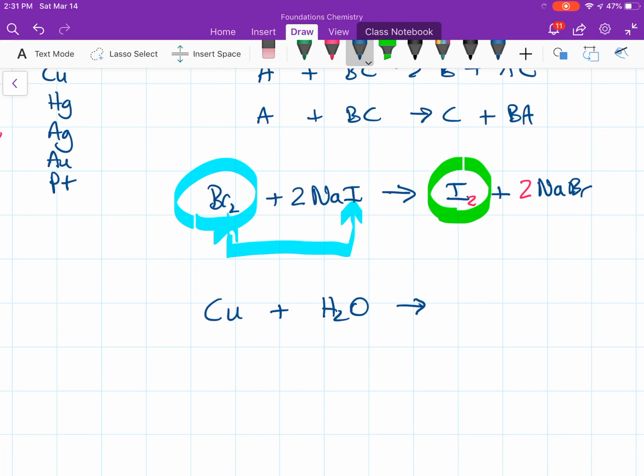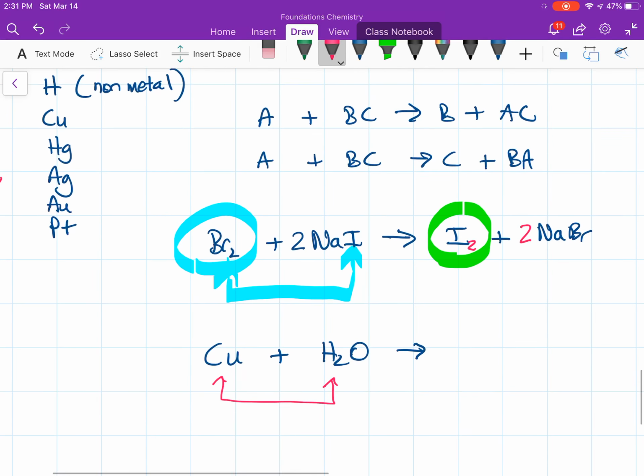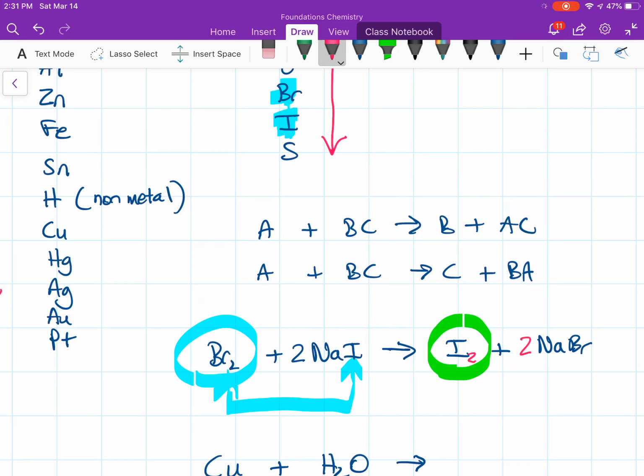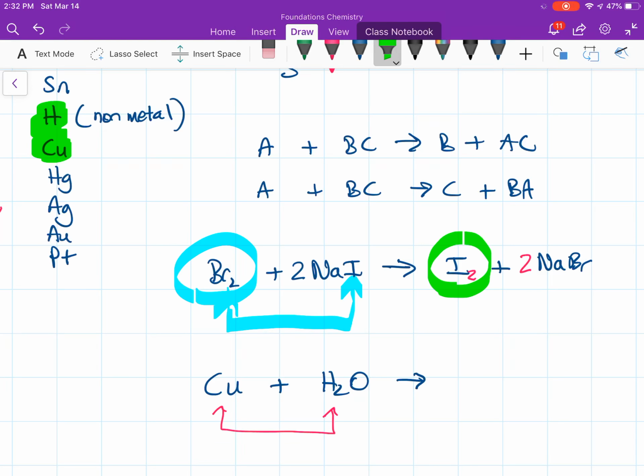This is an example where a metal is going to trade places with hydrogen. So let's look, and let's find hydrogen and copper, and guess what? Copper is below hydrogen in activity, so this is no reaction. And that, folks, is why you're not afraid to wash anything that's copper. It's not going to explode or fizz or disintegrate in your hands.